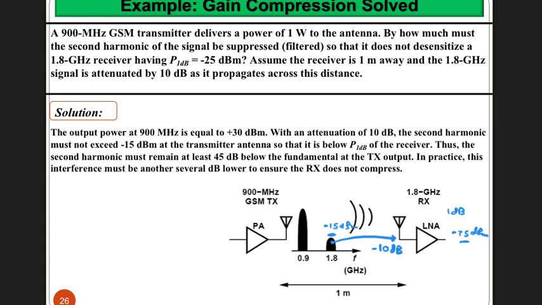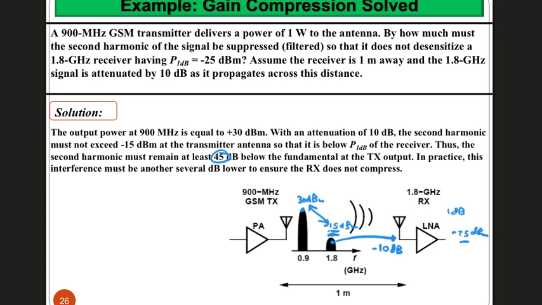Now the compression, or sorry, the filtering out, is typically this harmonic in relation to the fundamental. So I want to know what the difference between the harmonic and the fundamental should be. I know that this one is already 30 dBm and I know now that this one is minus 15. So what's the difference between them? A 45 dB drop.